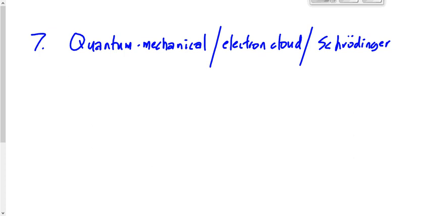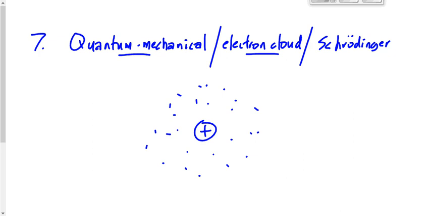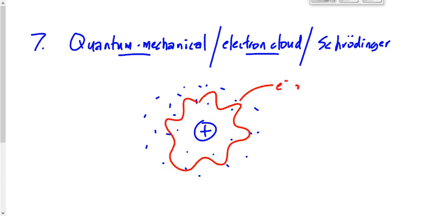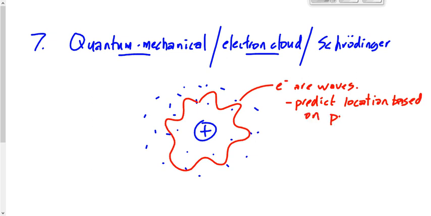It was the electron cloud, the quantum mechanical model of the atom. Look, you get this nucleus again, and you get these electrons orbiting around. What they're orbiting around is waves, like this. And what we do is we end up predicting the location based on probability. The quantum process.